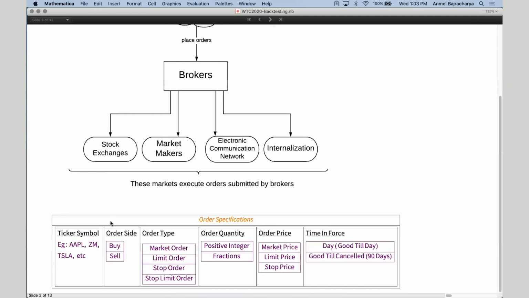Whenever we want to place an order through an app, we need to specify a few things. For instance, you have to specify a ticker symbol and the order side. You instruct the app to either buy or sell, and you also need to specify the order type. It could be a market order, which will execute immediately, or limit orders, stop orders, or stop limit orders. You also need to specify the quantity, like how much you want to buy and how much you want to sell. That's the order specification that you need to provide.